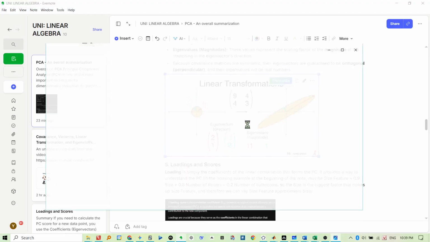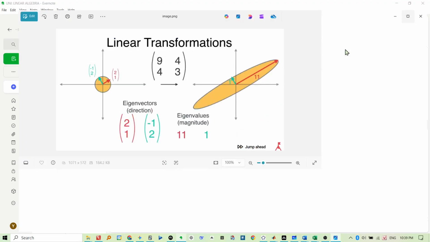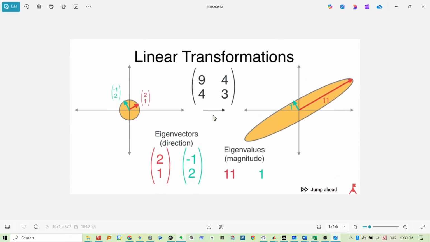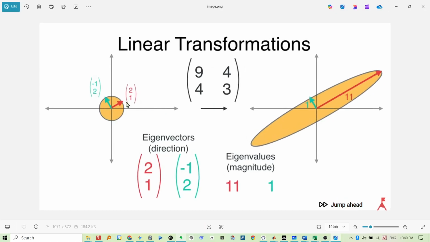So here it is. Here you can see that we have calculated the eigenvectors for whatever piece of data this is: 2, 1 and minus 1, 2. So by looking at these eigenvectors, you can see the... no, let me talk it over again.